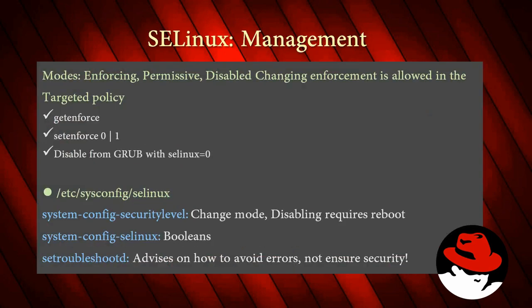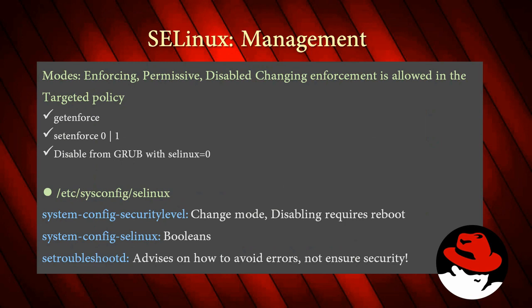SELinux could also be used for management purposes. The modes are enforcing, permissive, and disabled. Changing enforcement is allowed in the targeted policies, using the getenforce and setenforce commands. You can disable SELinux with the grub argument selinux=0. Just write selinux=0 and SELinux will be disabled. In certain cases you might need this if SELinux is proving to be a fatal security concern.